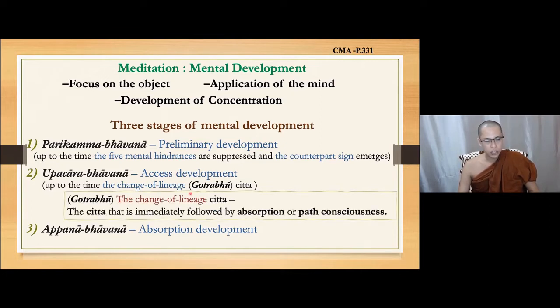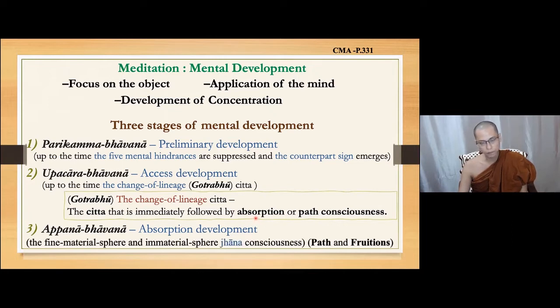Here, the change of lineage, Gotrabhu Chitta, means the chitta that is immediately followed by the absorption or path consciousness. So just before the absorption or just before the path consciousness, Magga, that mind movement is called Gotrabhu, the change of lineage. Up to that mind movement is regarded as the access development. Then the absorption development: if any of the 5 fine-material sphere or immaterial sphere jhanas arise, that is the absorption level. Also when the path consciousness or fruition consciousness arises, that is called the Appana Bhavana.